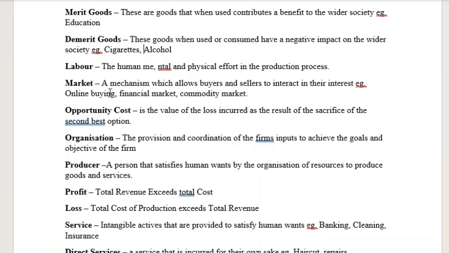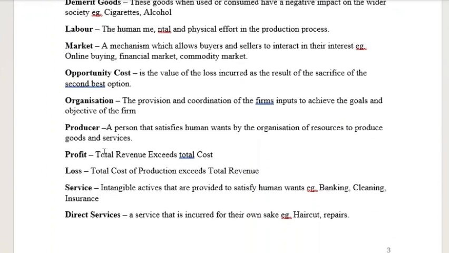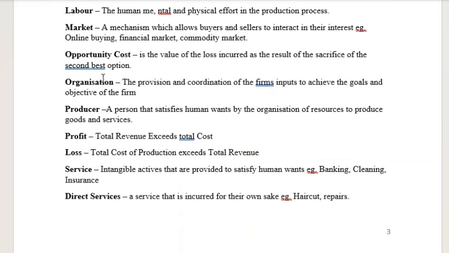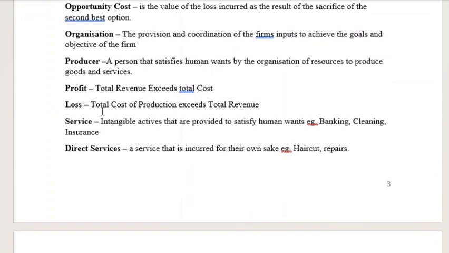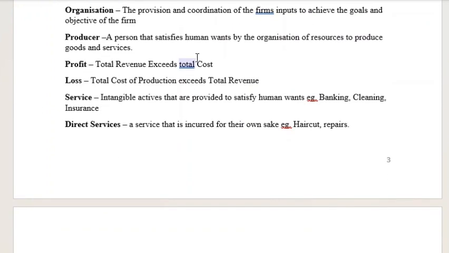Then we have the term opportunity cost, the value of the loss incurred as a result of sacrifice of the second best option or the next best choice foregone. I didn't make a video on this separately. So organization, the provision and coordination of the firm's inputs to achieve the goals and objectives of the firm. We have a producer, a person that sacrifices human wants by organizing resources to produce goods and services.